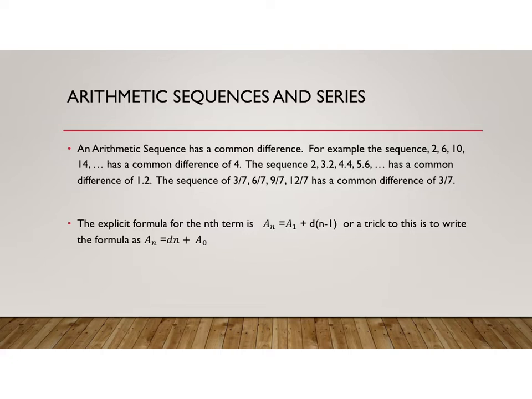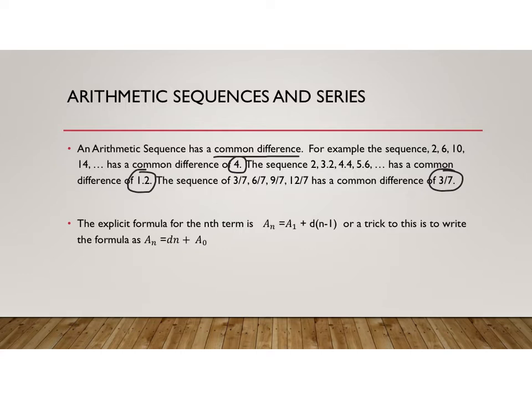An arithmetic sequence, as a definition, has a common difference. For example, the sequence 2, 6, 10, 14 has a common difference of 4. The sequence 2, 3.2, 4.4, 5.6 has a common difference of 1.2. And the sequence of 3 sevenths, 6 sevenths, 9 sevenths, 12 sevenths has a common difference of 3 sevenths. So it doesn't matter whether we're dealing with integers, fractions, or decimals, an arithmetic sequence has a common difference.